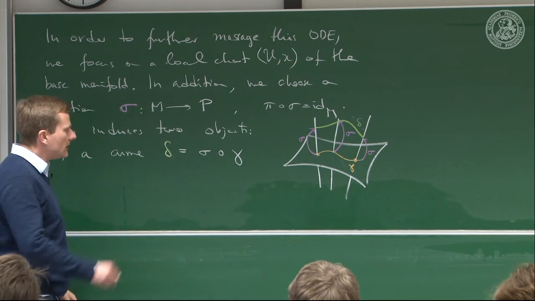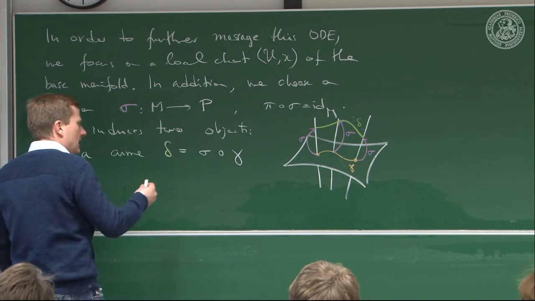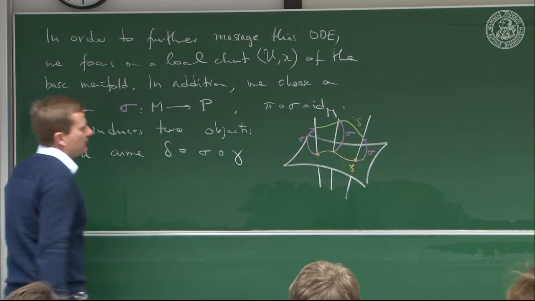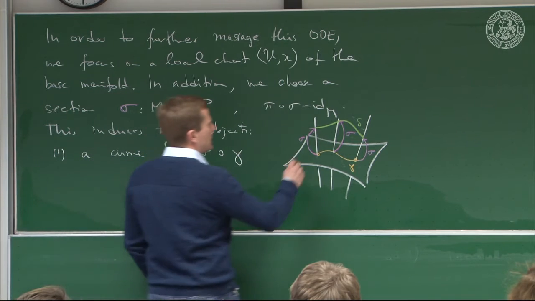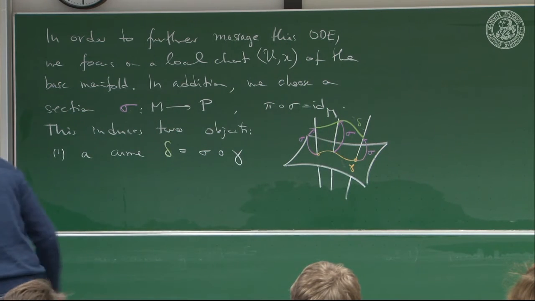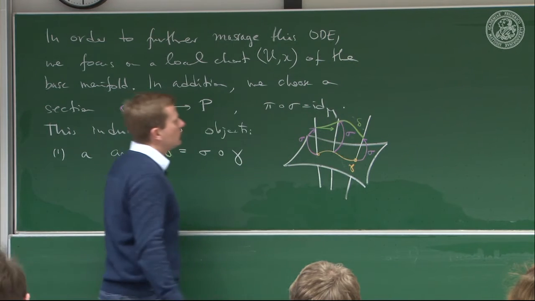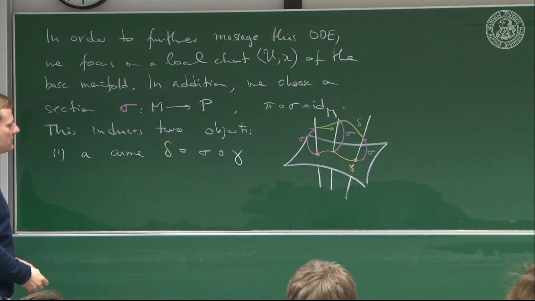Okay. Now, what we also learn from this is that if we now look at the tangent vectors for the such defined curve delta, what do we know? Well, this is a tangent vector.